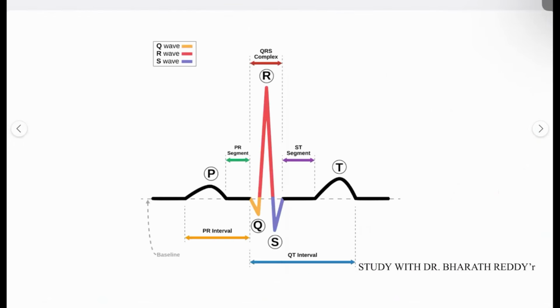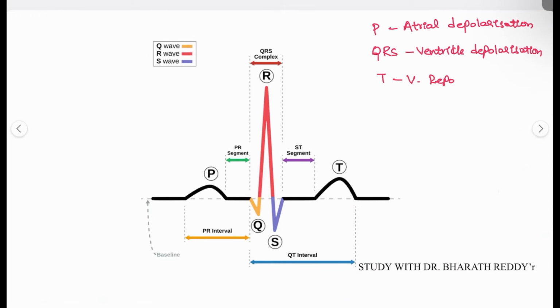So next, moving on to the ECG waves, complexes, intervals, and segments. We all know that there is a P wave, the QRS complex, and the T wave. So what are these? Usually, we all know that the P wave is the atrial depolarization, right? Atrial depolarization. Next, the QRS complex is your ventricle depolarization. And your T wave is the ventricle repolarization. So depolarization is the contraction, and repolarization is the relaxation. So these are the waves: P, Q, R, S, T waves.